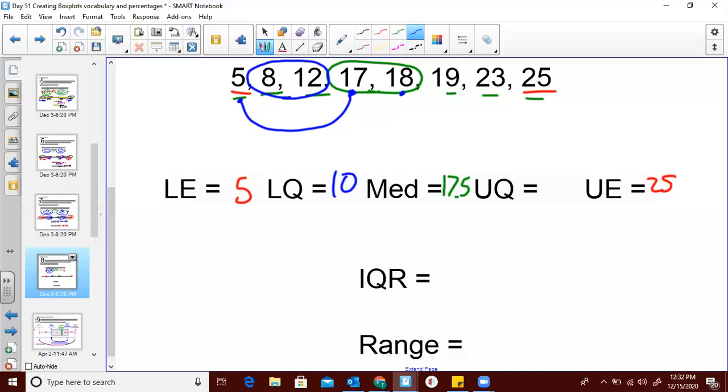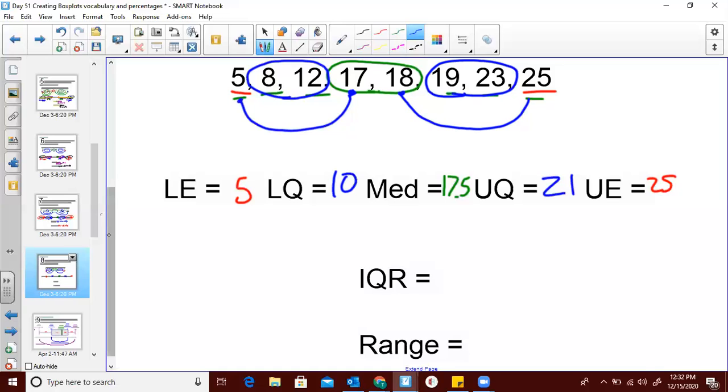All right, and again, because we have two numbers used to find the median, we use the right-hand side to find our upper quartile or third quartile. You'll see we have 19 and 23. And when you add them together, that's 42. Divide by 2, you'll get 21.